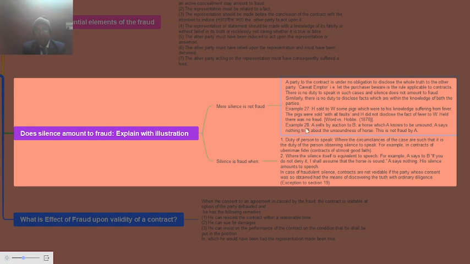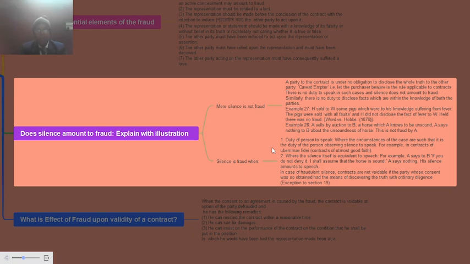Second example: a sale by auction of a horse which A knows to be unsound. A says nothing to B about the unsoundness of the horse. This is not fraud by A. So mere silence is not fraud. Here, caveat emptor, that is, the purchaser should beware of the facts. So it is the duty of the purchaser to check that the goods are of good quality, and to not ignore bad quality of goods.